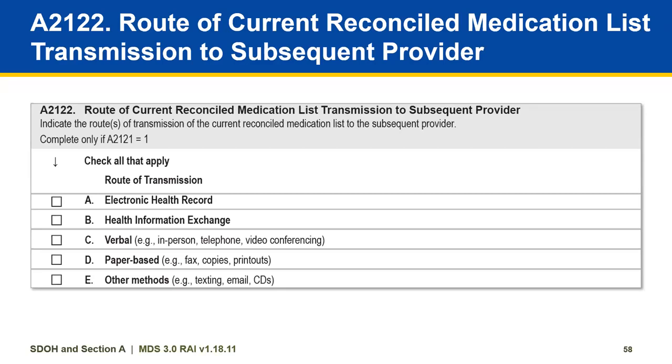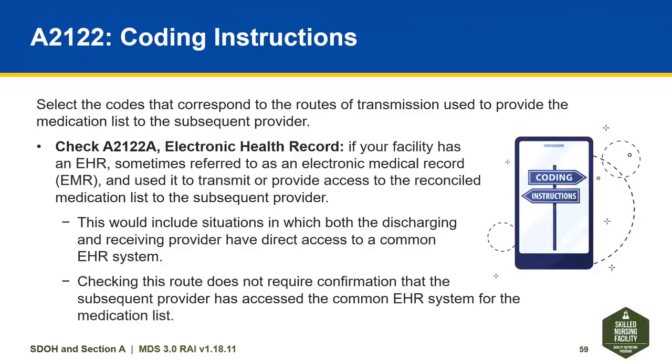So here's a snapshot for A2122, route of current reconciled medication list transmission to subsequent provider. This is completed only if the response to A2121 is coded 1, yes. To prepare for coding this data element, it's important to try to establish with each subsequent provider how they're able to receive information from your facility. The routes may not always be documented in the resident records, so it's helpful to understand and document how your facility typically transmits information to each subsequent provider at discharge. Also, since this is a check all that apply data element, you can check more than one route of transmission.